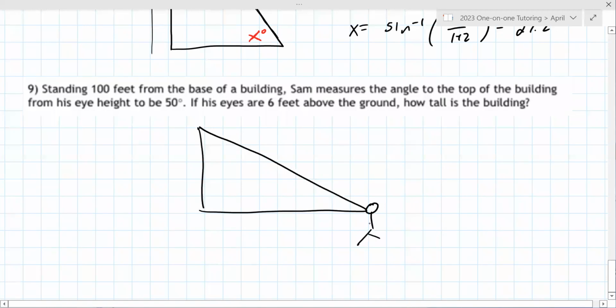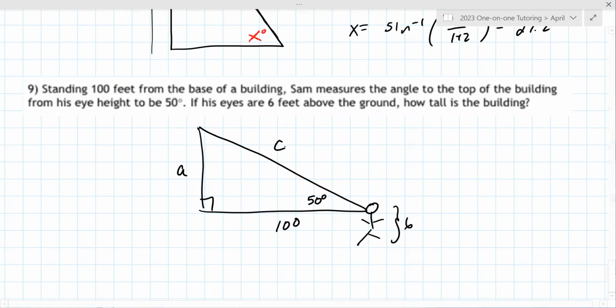Sam, you know, little stick figure here, he's 6 feet tall and he's 100 feet from the base of the building and the angle to the top of it from his eye is 50 degrees. Okay. Does that match your drawing? Yes. Okay. Are we solving for A or C in this problem? We're solving for A. Yes. And whatever I get for A, I have to add 6 to it, right? Very good. Okay. All right, so go ahead and do that.